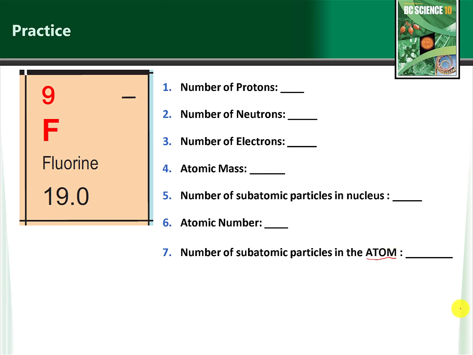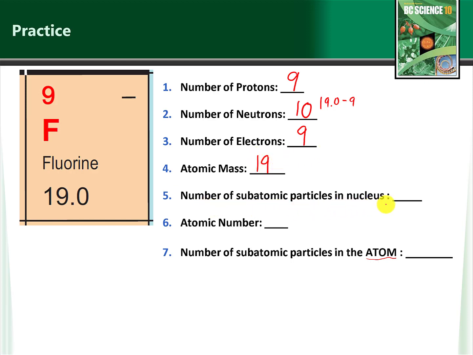Okay, let's answer these now. The number of protons is this number up in the top left. The number of neutrons will be the bigger number, subtract the smaller number, and that's going to be 19.0, subtract the 9, so that's going to be 10. The number of electrons in the atom is the same as the number of protons. It has to be the equal charge, so this is going to be a 9. The atomic mass is the bigger number, and that's going to be 19.